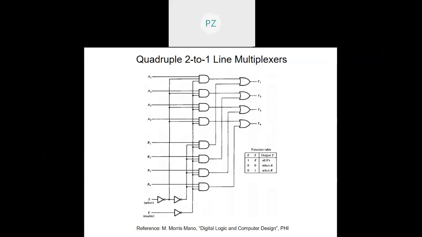Similarly, you can have a quadruple 4 to 1 line multiplexer also. You can have a quadruple 8 to 1 line multiplexer. So this is basically an n-bit 2 to 1 line multiplexer. So I can put an m-bit n to 1 line multiplexer. That will be a generic multiplexer that I can design on these similar lines, right?